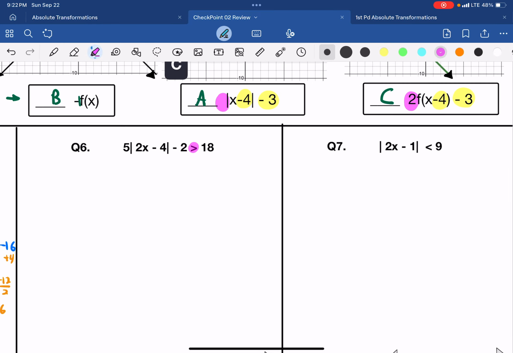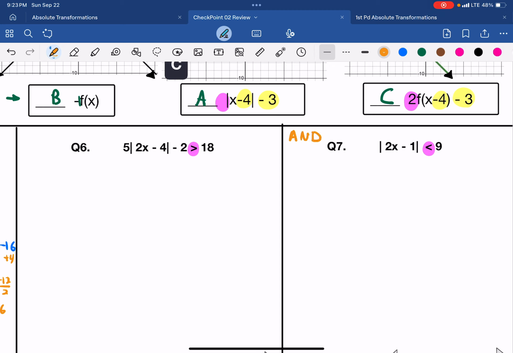Next two questions, if you notice, ooh, they're inequalities. So remember, we have to determine if it's an AND or an OR. Let's look at question number 7. That one's simple because it is isolated already. So we see the absolute value of 2x minus 1 is less than 9. That tells us that it's an AND.